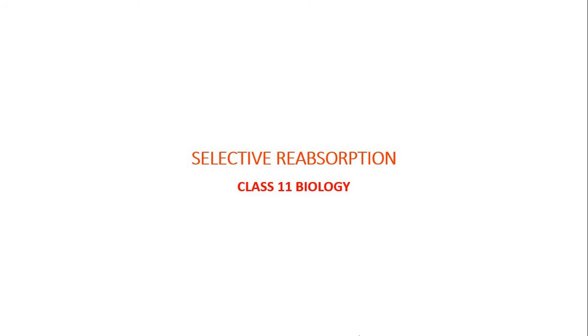Hello, let's discuss today the topic of selective reabsorption, for class 11 biology. In my last video, I told about the ultrafiltration of the kidney. After ultrafiltration, selective reabsorption occurs, where most of the reabsorption occurs in the PCT, then the descending loop of Henle and DCT, and some also occurs in the collecting tube, but the amount is very less. So let's start.